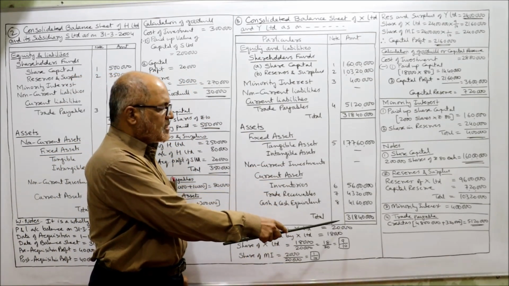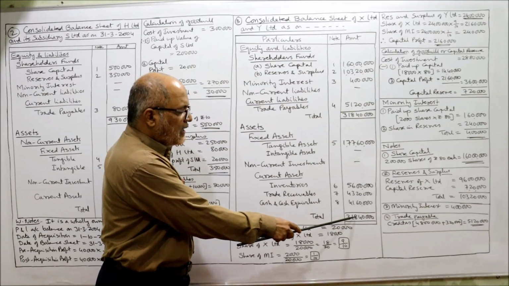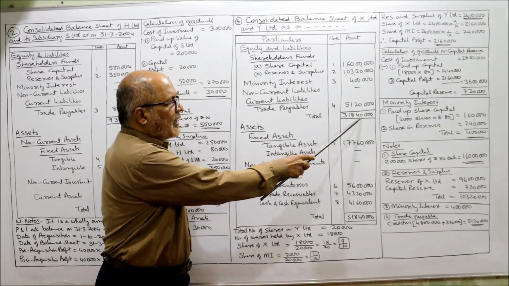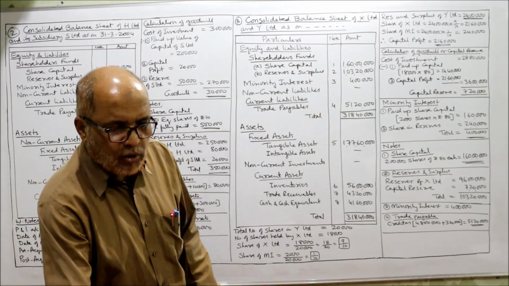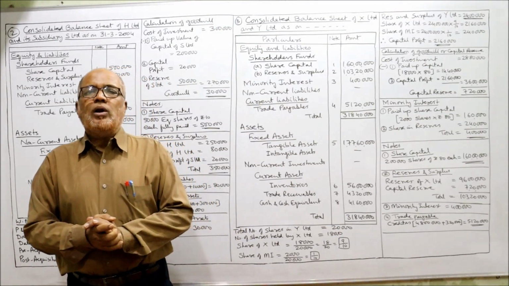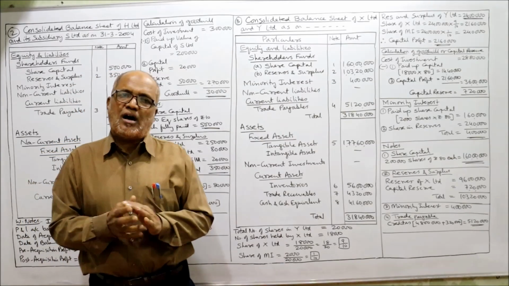Now your balance sheet asset side will get tallied. 3 crore 18 lakh 40,000. Here also 3 crore 18 lakh 40,000. That's it. So what I want to say in this problem is almost 90% points are the same.